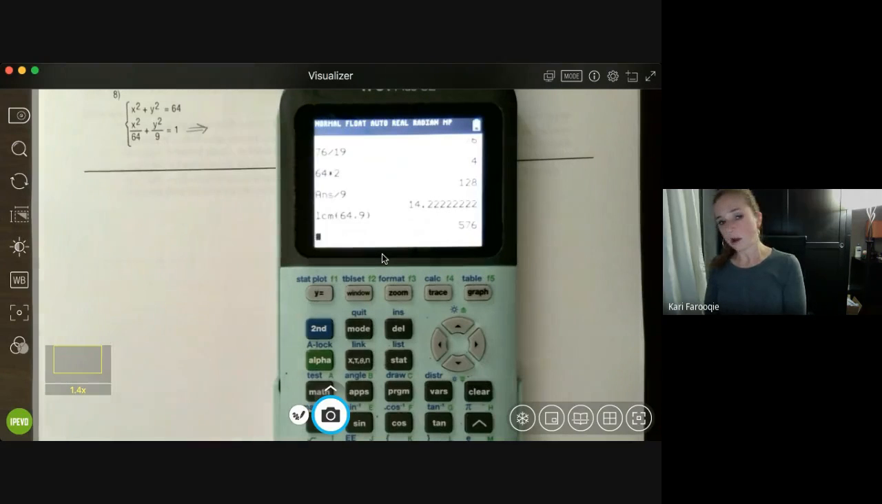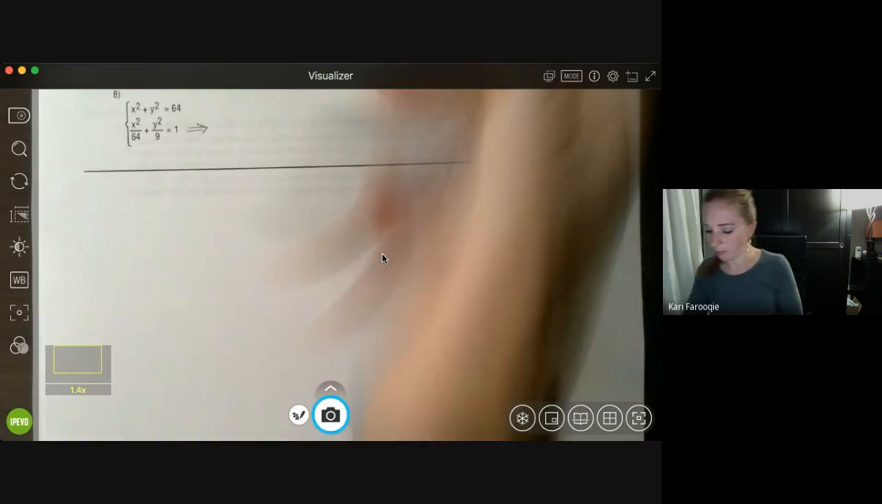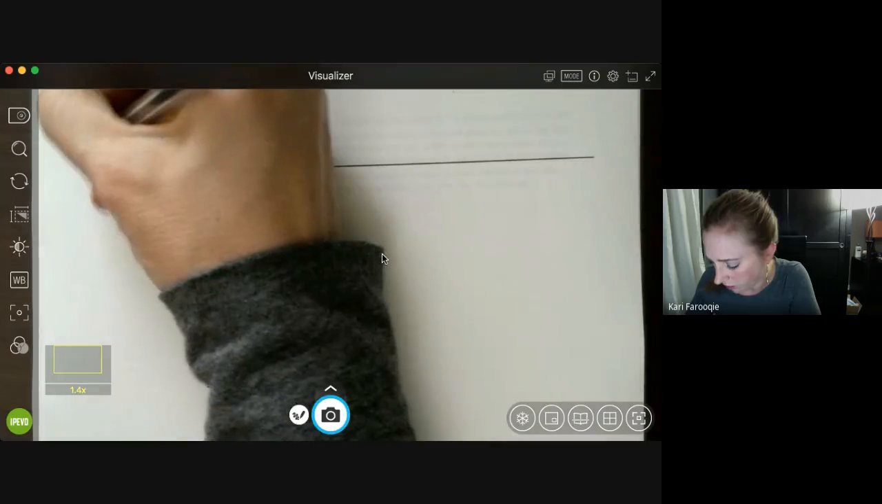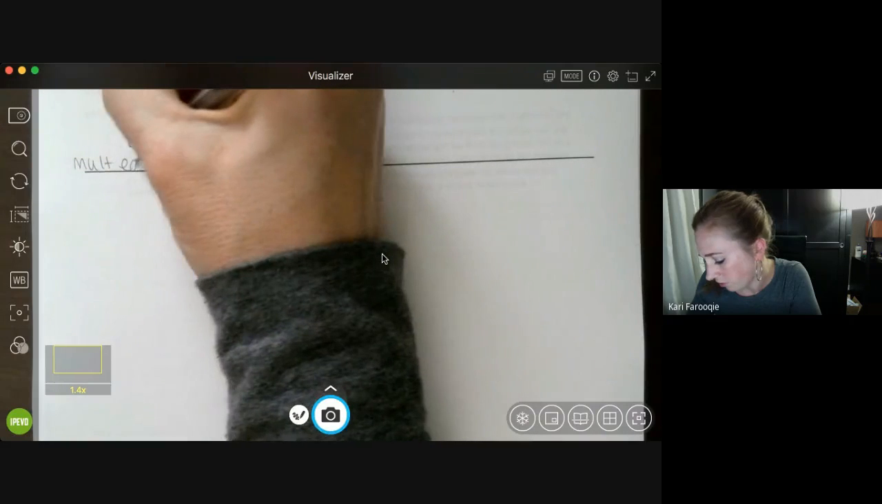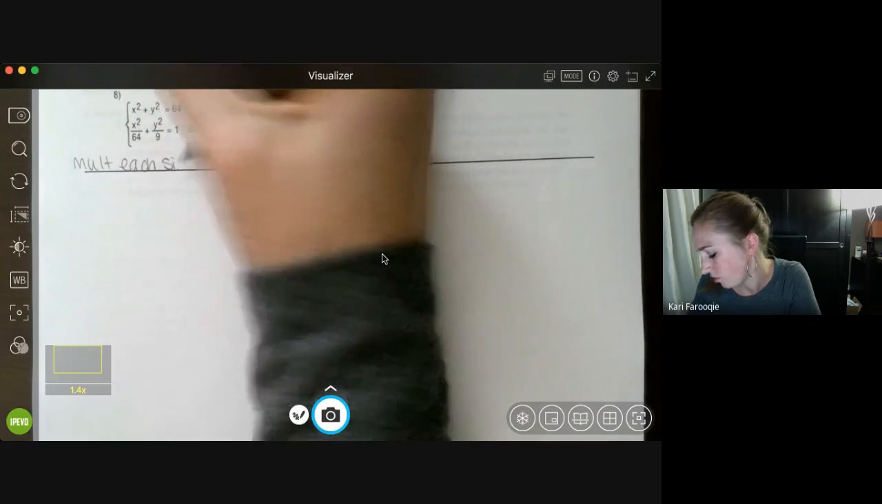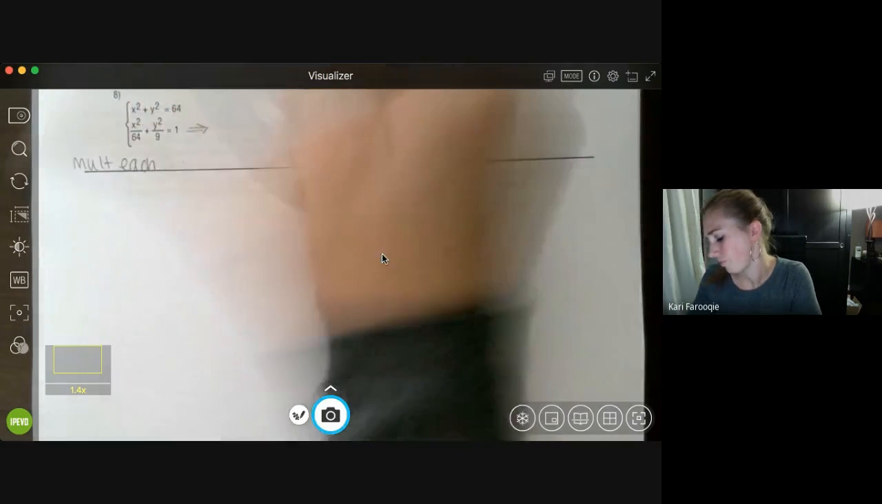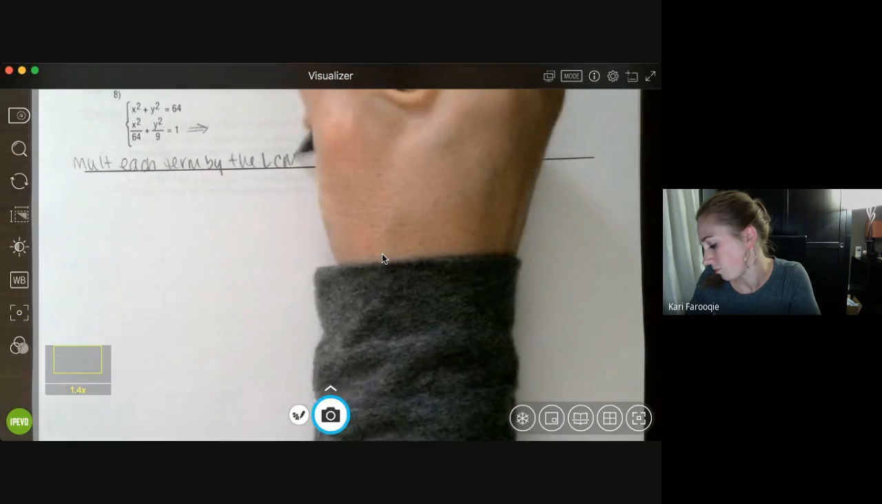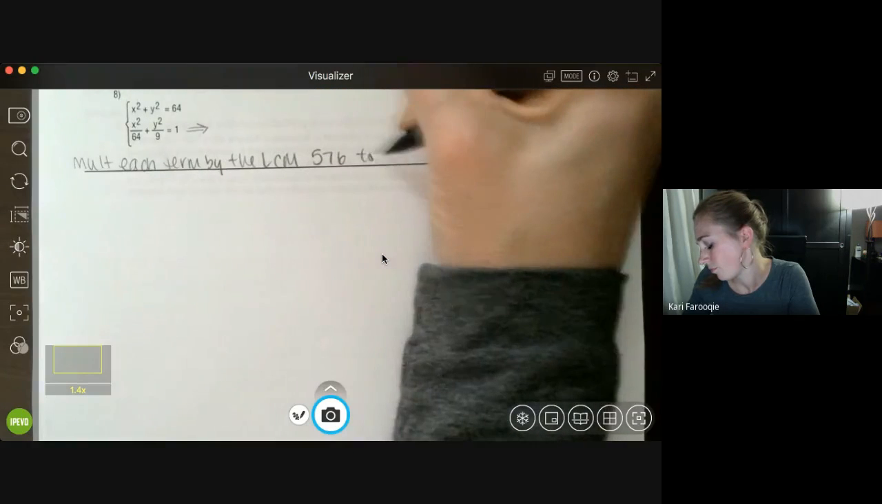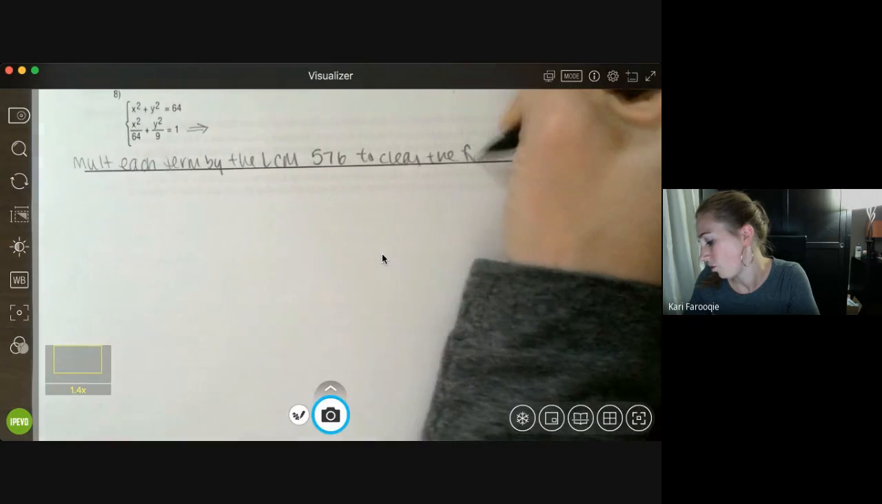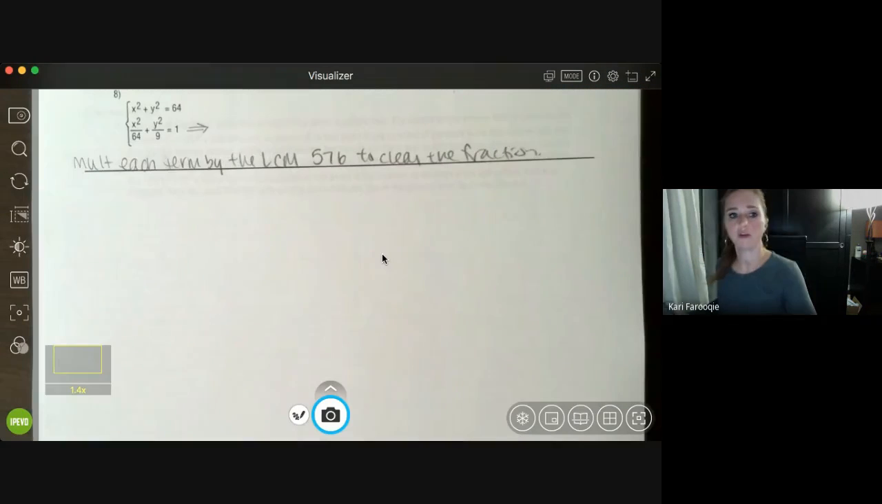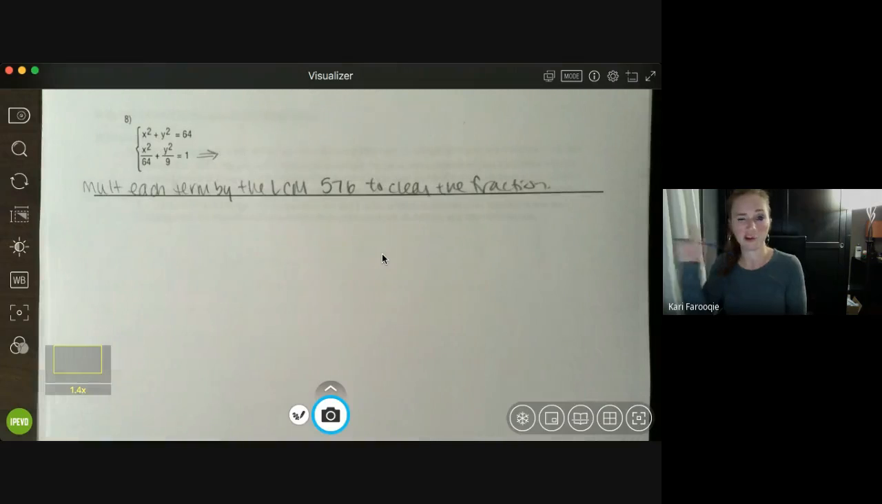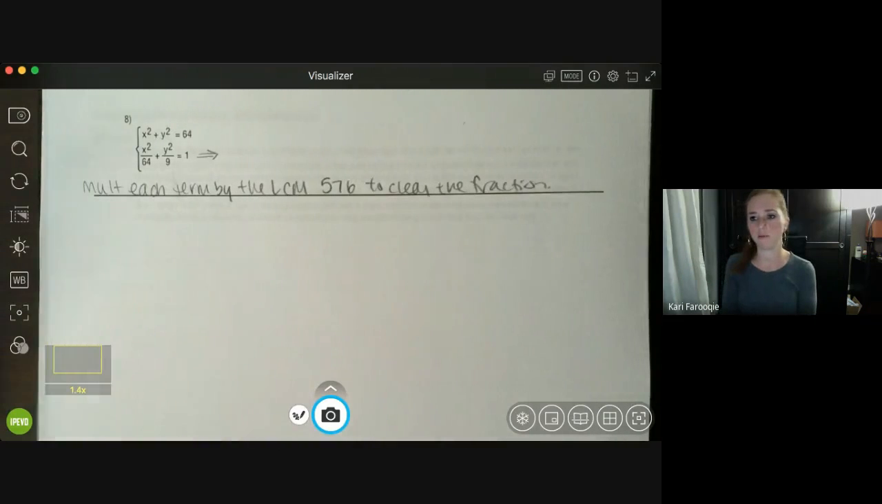Now, if you don't remember how to do this, I'm going to remind you right now. You're going to multiply each side of the equation by 576, or each term, I guess. Well, we'll say multiply each term by 576, which is the LCM, to clear the fraction. Now, this you should have done in your previous algebra class, this whole clearing the fraction business, but if you don't remember, I wouldn't be surprised. It's been a long time.